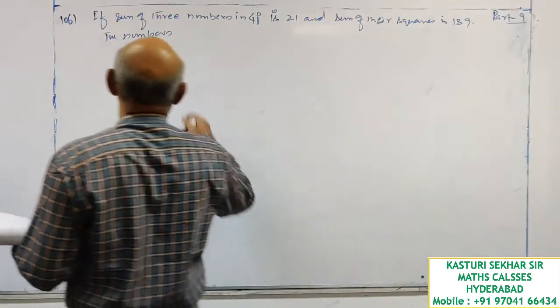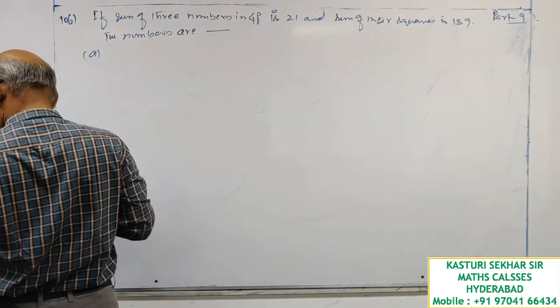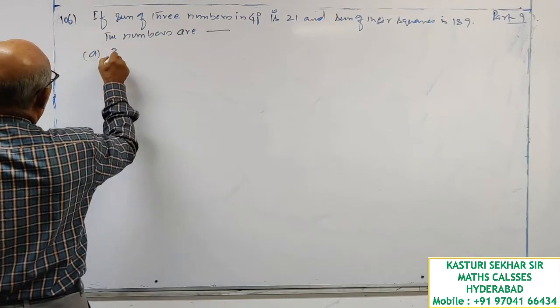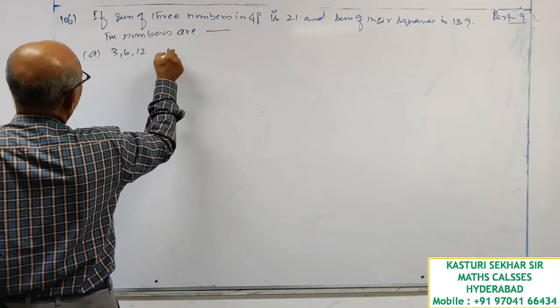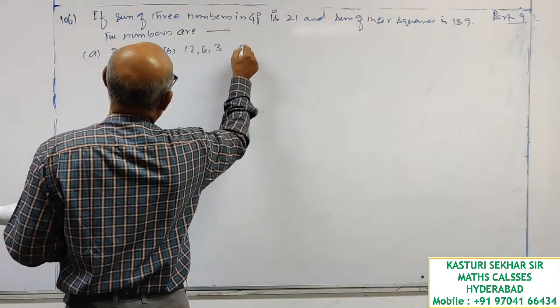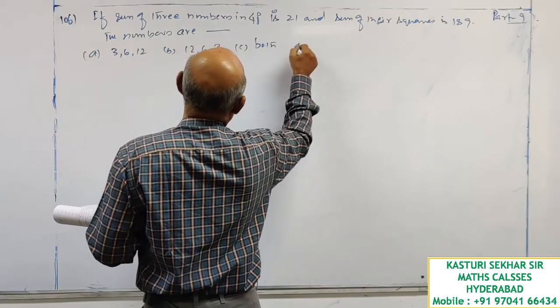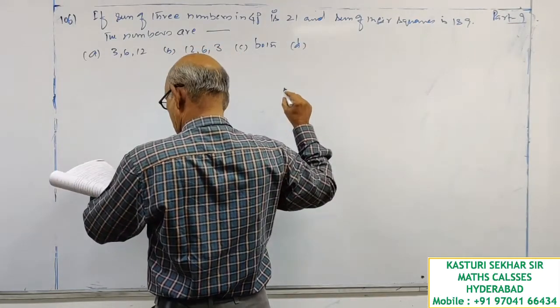The numbers are: option A 3, 6, 12. Option B 12, 6, 3. Option C both. Option D none.